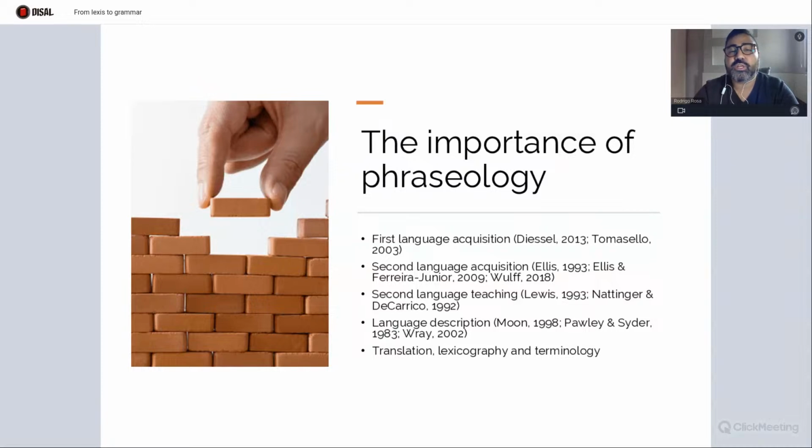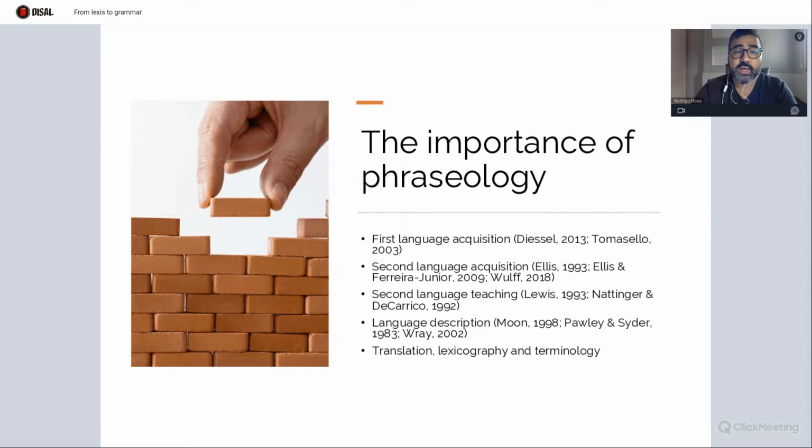Alice and Ferreira Jr. in 2009, Wolf, and many other publications emphasize the importance that phraseology has in the acquisition of a second language. In second language teaching, this is pretty much the same thing. So we are all at least acquainted with some methodologies which make use of chunks of language for the teaching of schematic and grammatical constructions. One of them we're going to discuss here, that is the lexical approach.